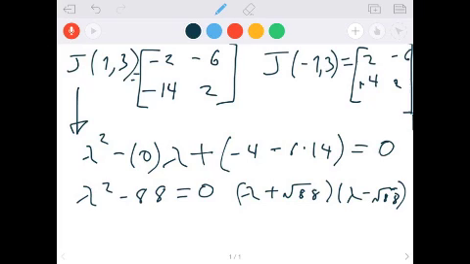Now, if you're on the test and you want to make Mijovic happy, maybe you should simplify that. But for this purpose, I don't really care. We just need to know what kind of roots they are. Those roots are both real. So we have no imaginary roots.